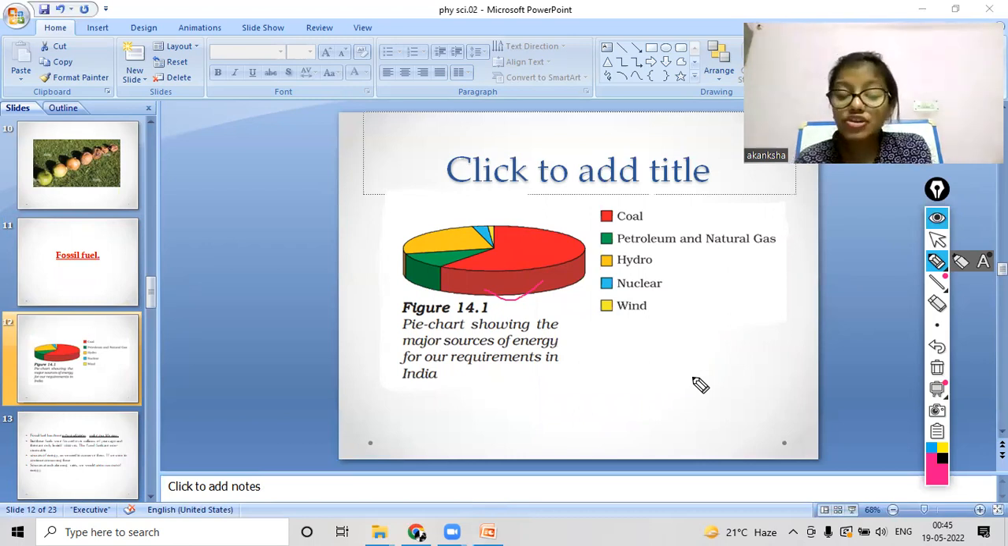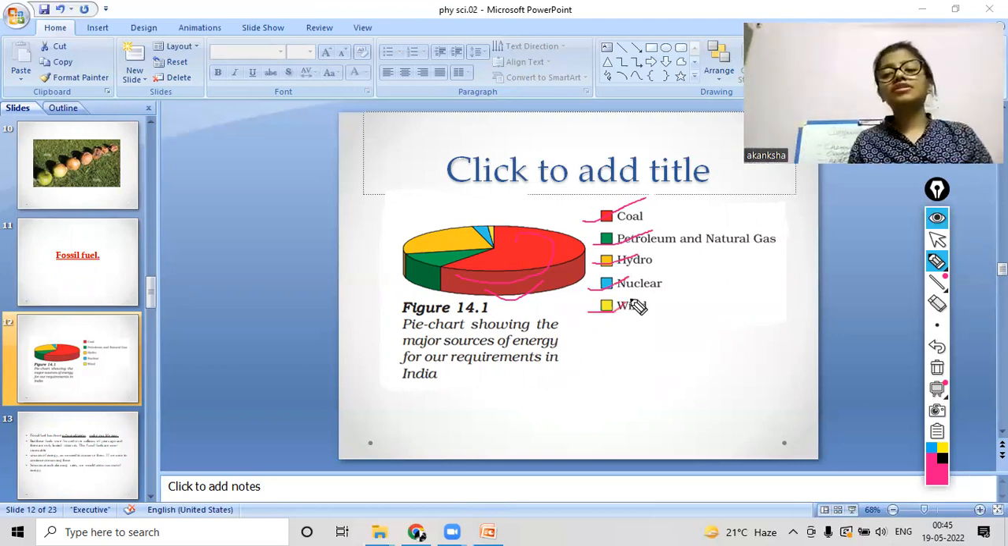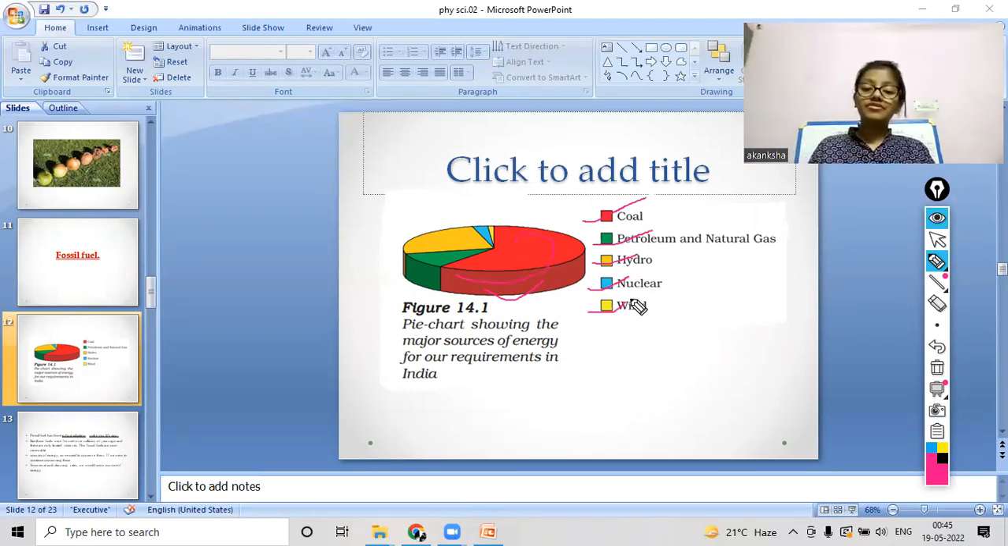Yes, this pie chart is showing the major sources of energy for our requirements in India. Which source of energy is most needed? It is coal, right? As you can see, the red area is so big. The other energy sources are petroleum and natural gas, hydro energy, nuclear energy, and then wind energy. These are the different energy sources required in our country. We get energy from these different types of sources. So let's see some more details.